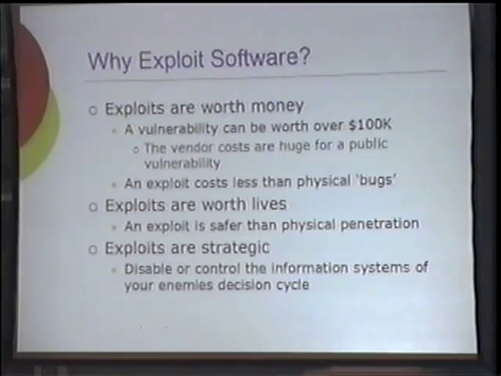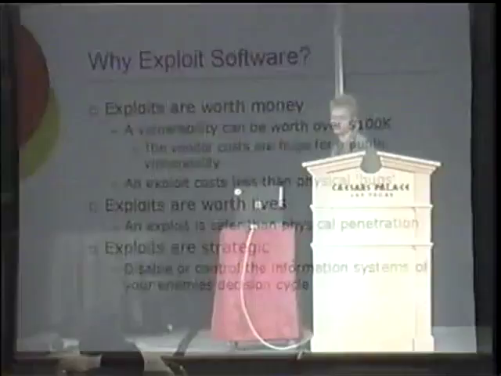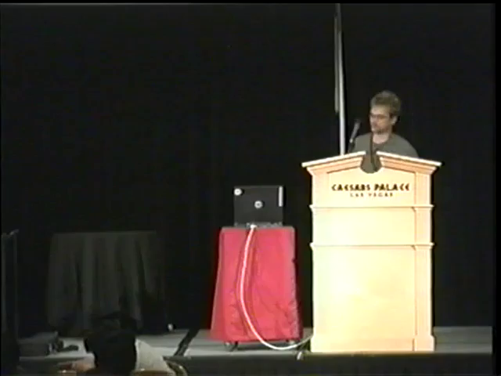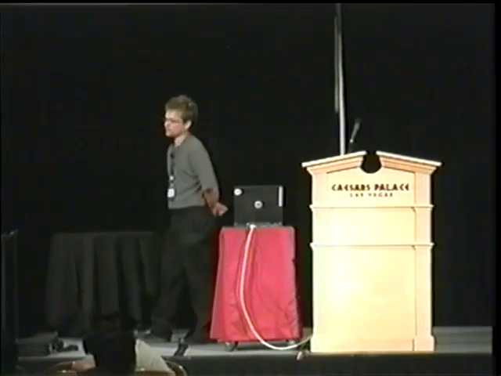From the software vendor's point of view, it's easy to see over 100K value in an exploit, because that's about how much it's going to cost a large software vendor to fix a bug if it goes into deployment and everybody finds out about it and they have to deal with the PR cost of that. The other thing is that exploits are worth lives. If we have an exploit that works from remote, we have this concept of standoff now. We can do something that may have required a physical penetration before, which means that we aren't putting a soldier's life in danger.